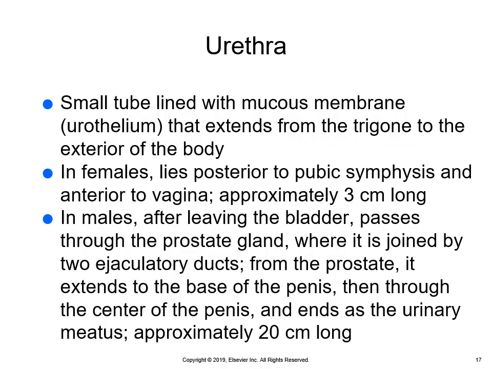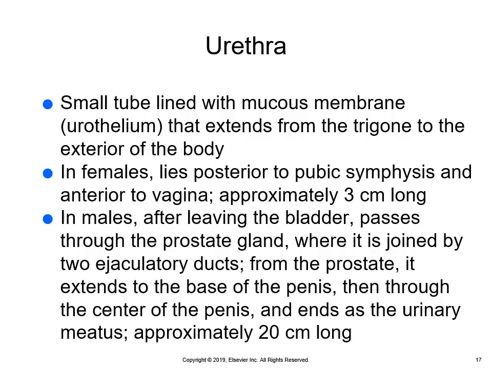All right, now we're going to talk about the urethra. So this is that tube that allows the urine to exit the body. And the urethra is lined with a mucous membrane called urothelium, and that helps protect it from irritation as that urine is passing through. Now, even though both males and females have a urethra, there are those major differences that we looked at on those two cross-sectional views.